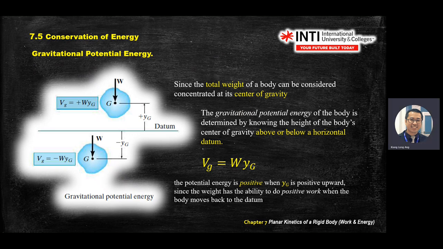You are dealing with vectors. Your mg is a vector. y is the displacement, also a vector. So if your weight goes down, this is negative, because we always assume going up is positive, but your y on top is positive. So your weight above this one will get this one. You refer to the datum.